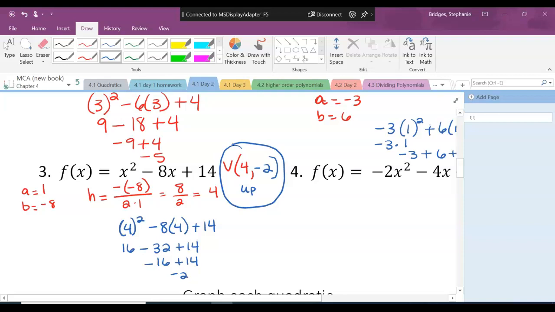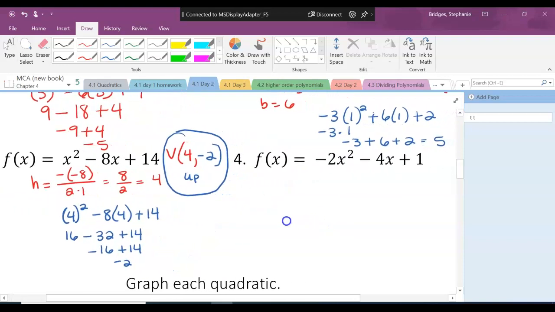I'd be very careful with your signs. For example, if you had said that was a negative 4 for your H, it was going to give you a whole different value for K, which is going to mess up your graph completely. So just be extra, extra careful there. Is everybody good with number 3?